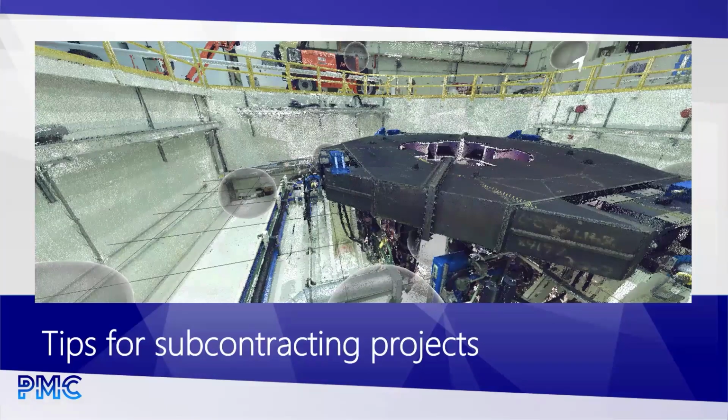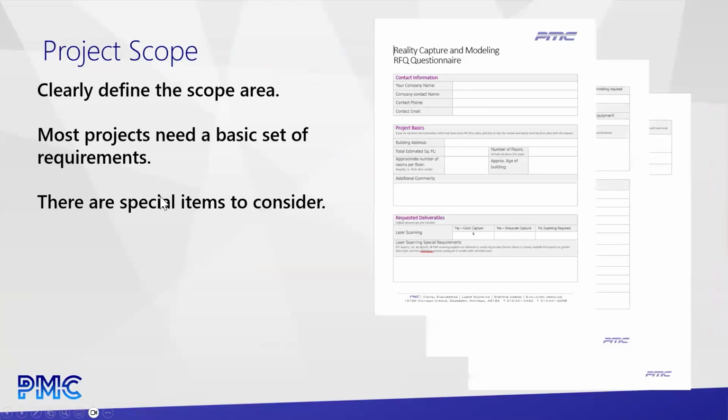Hey, so let's jump into some tips on subcontracting projects. For us, the absolute basics we need is what is in scope. Is it the whole building? Is it the roof? Is it the outside? Does the building have basements? Does it have more than one basement? Do you only want this one section scanned? Those basic ideas of, what is the scope?